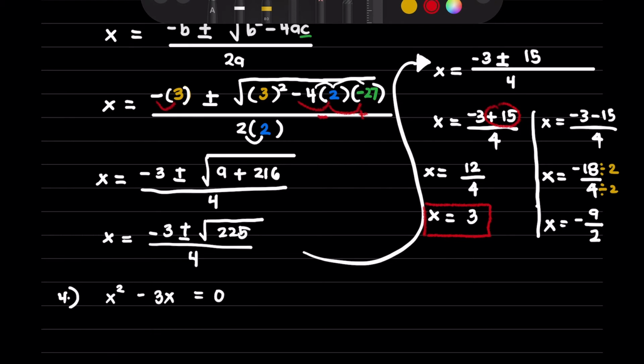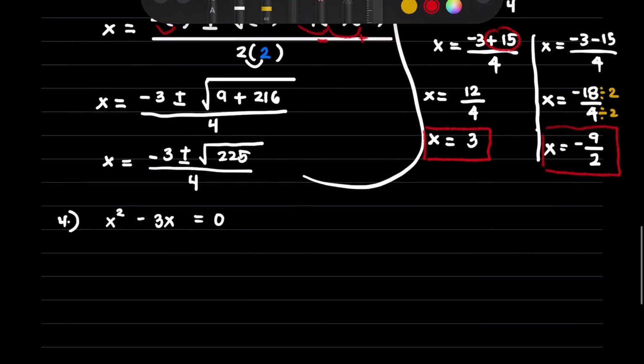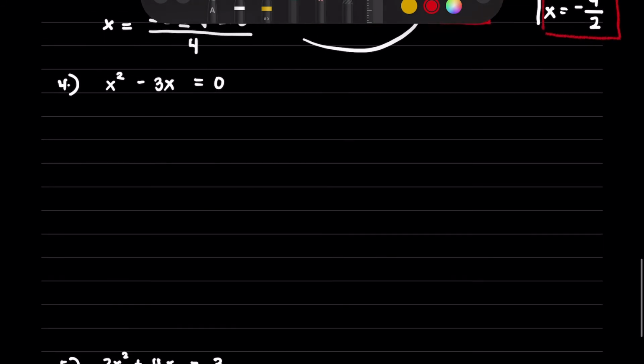So, this is now the other root of the given equation. So, we have 3 and negative 9 over 2. So, kung may fraction kayo, you need to simplify them. Kaya kunin mo yung lowest term nila. Okay, now let's have the last two examples.